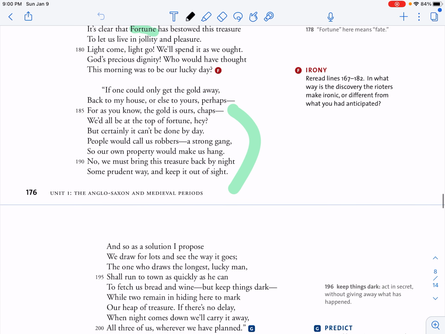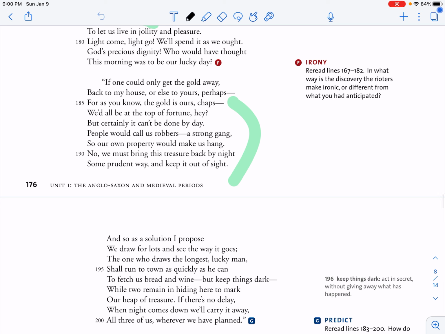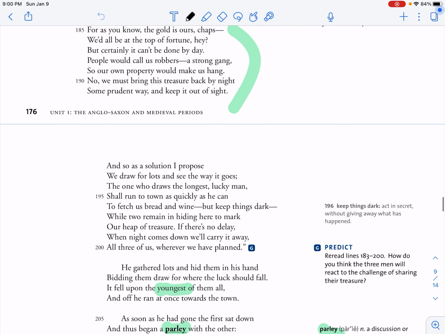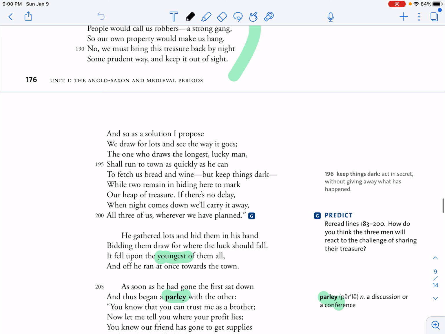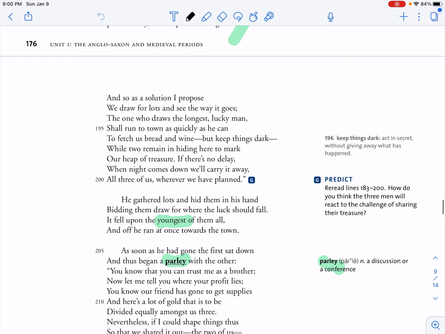If one can only get the gold away, he continues to say, back to my house, or else to yours, perhaps, for as you know, the gold is ours, chaps. We'd all be at the top of fortune, hey? But certainly it can't be done by day. People would call us robbers, a strong gang, and so our own property would make us hang. No, we must bring this treasure back by night, some prudent way, and keep it out of sight.